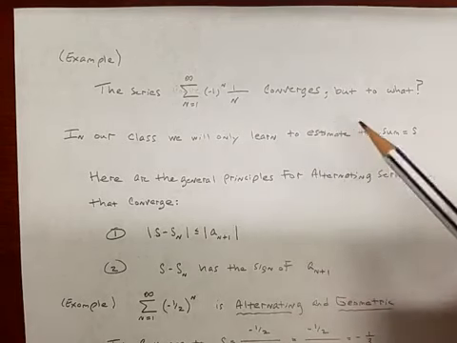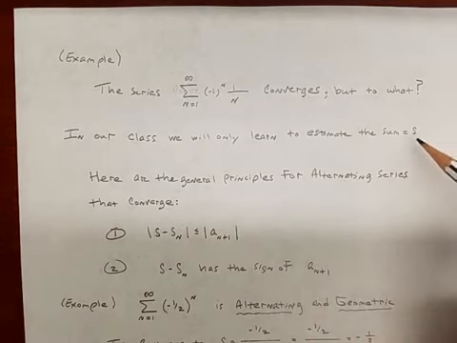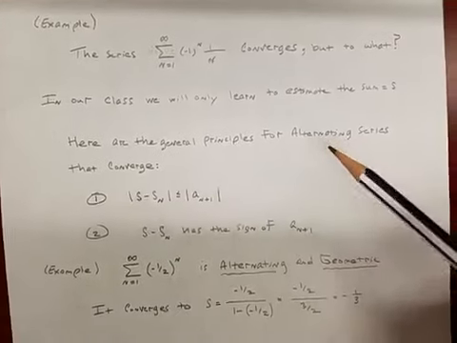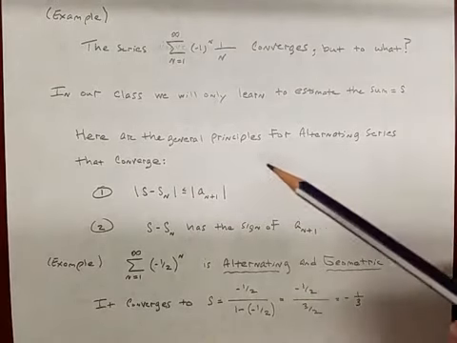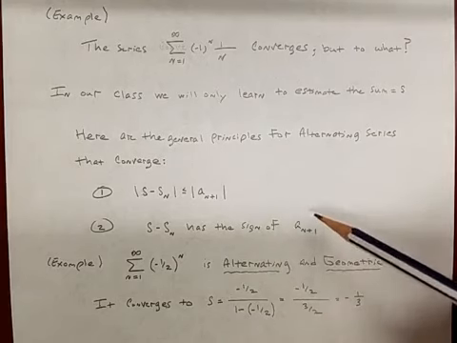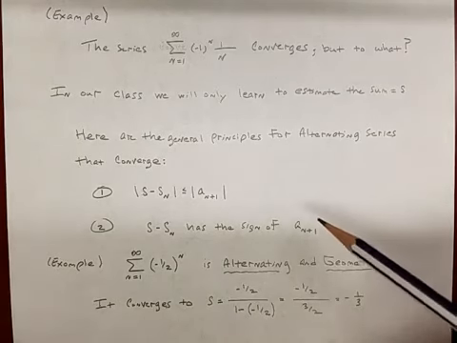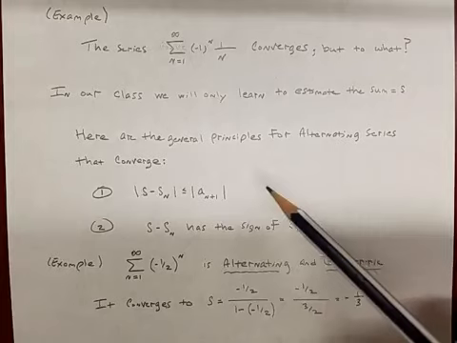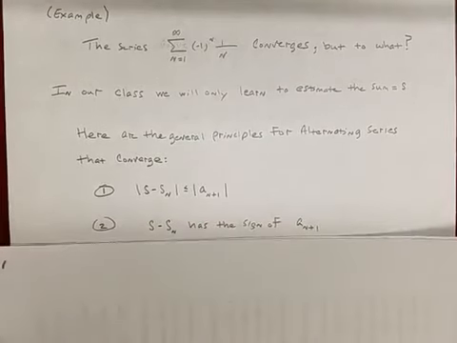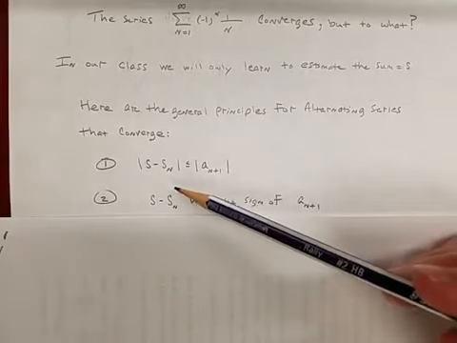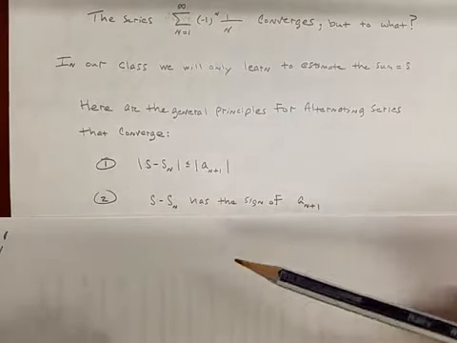So that series converges to something. Call it capital S, the sum. How do you estimate it? Well, so for alternating series and only alternating series, here are the principles that will tell us. Okay, now I write it in abstract mathematical terms right here, but you know, I'll read it to you. I'll tell you how I understand these when I see them.